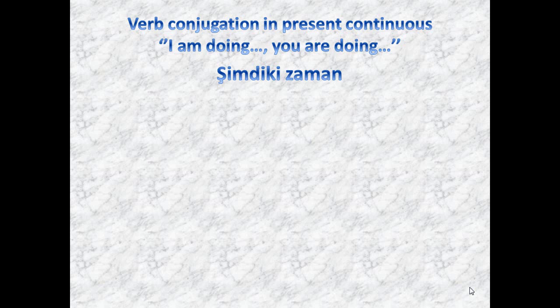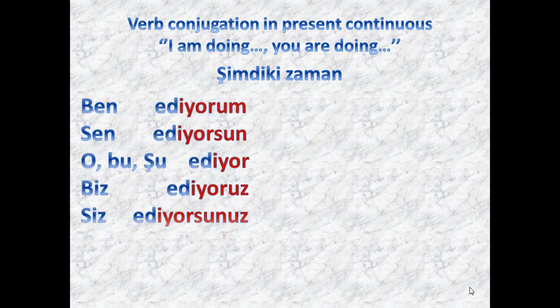Okay. The verb conjugation in our present continuous, like I'm doing, you're doing. Here we have the verb: ben ediyorum, sen ediyorsun, o bu ediyor, biz ediyoruz, siz ediyorsunuz, onlar ediyorlar. Okay, you see here we have the sound of e here, and beside it, the t of the verb has changed to d. So let's say ben teşekkür ediyorum. It may mean I'm saying thank you.